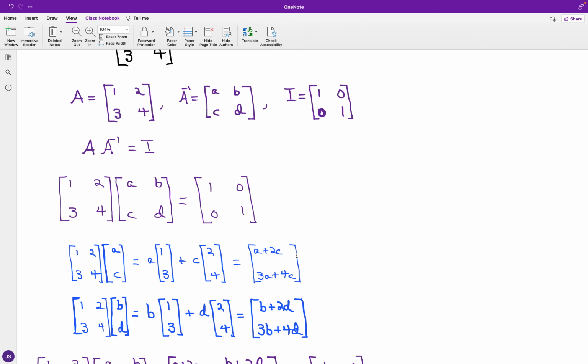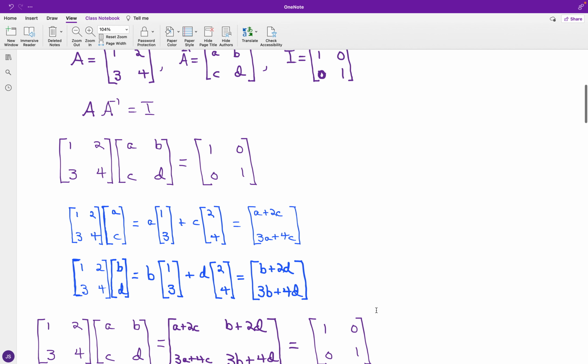For the first combination, for A times the first column of its inverse, we have a plus 2c, as well as 3a plus 4c. For the second combination, we have A times the second column of the inverse, so we want b times 1 and 3 plus d times 2 and 4. Combining, we have the top row with b plus 2d, and the bottom row with 3b plus 4d.